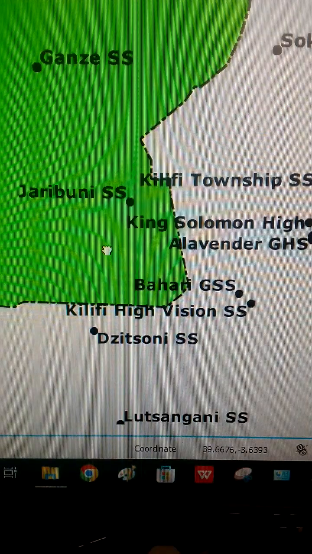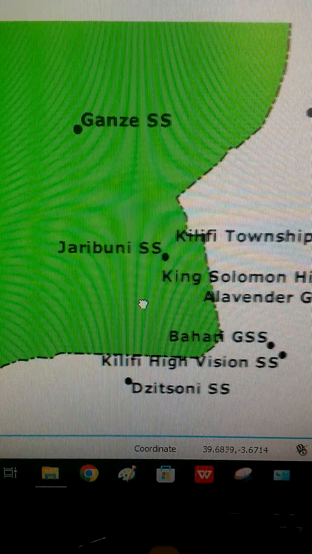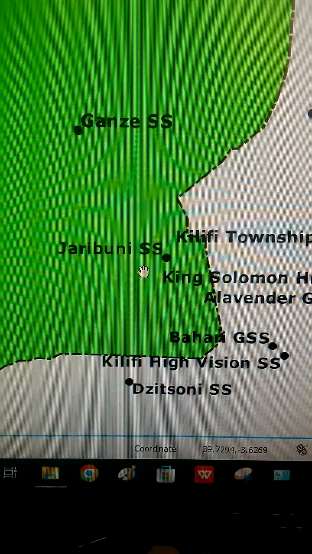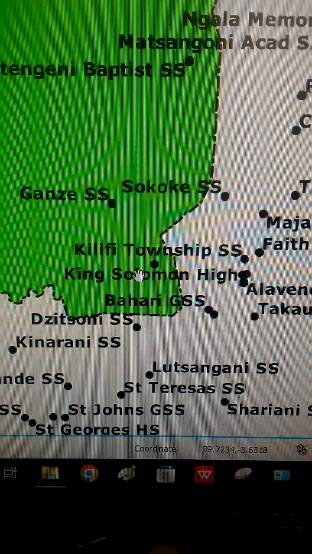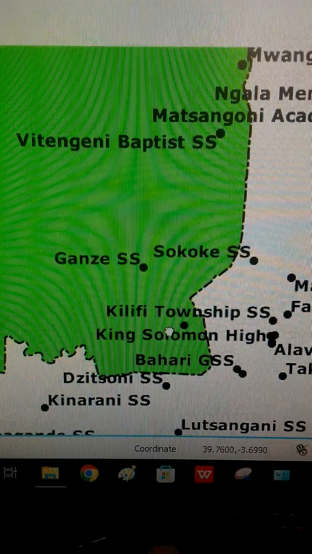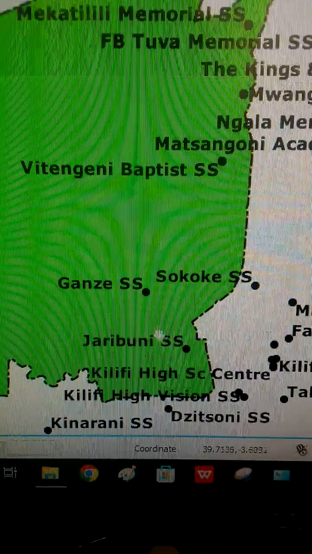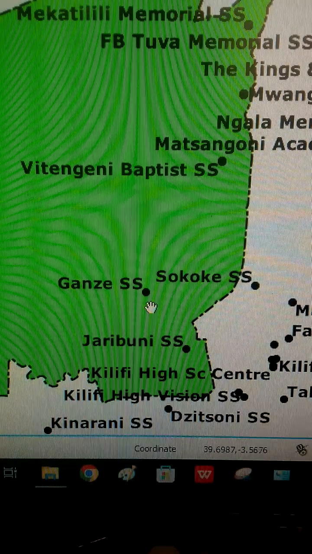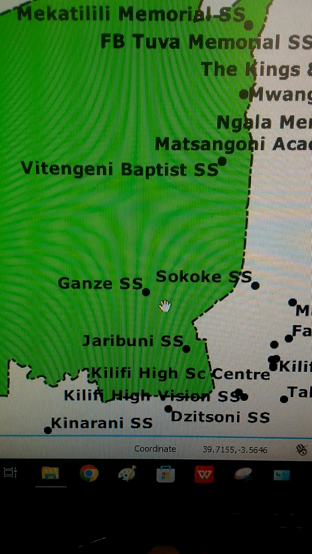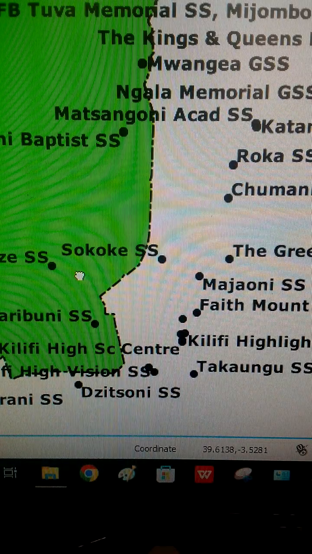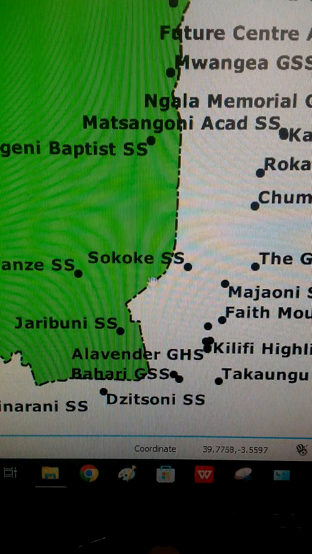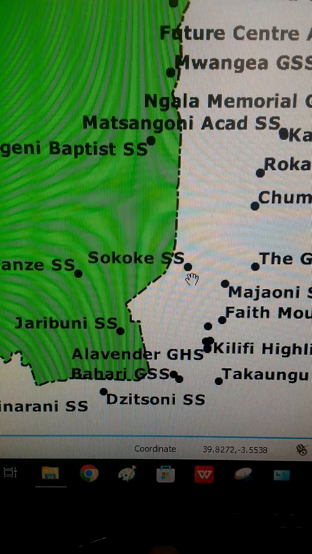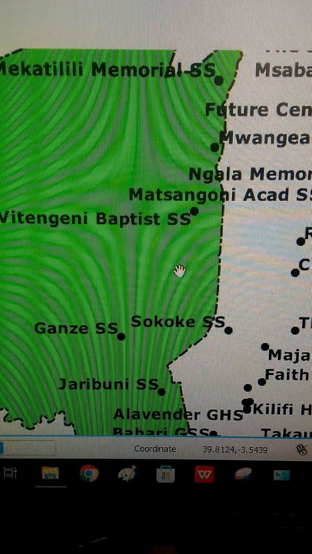Starting from this end, we can see the following schools. Jariboni Secondary School. It is here in the very south of the constituency. And from there, if we move towards the north, we find Ganze Secondary School, all right? And then we have Sokoke Secondary School, but in another constituency. Let's move towards the north.